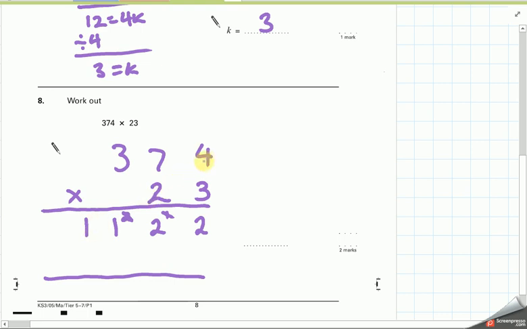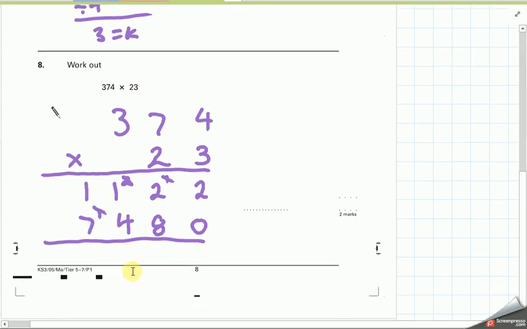The 2 here, we're actually multiplying by 20, so it has a 0 on the end. 2 times 4 is 8. 2 times 7 is 14, so 4 and carry 1 into the next column. 2 times 3 is 6, plus the 1 is 7. Show that I've carried it. Add your digits together and you get 2 plus 0, carrying 1. That's 5 plus 1 is 6, and 8. So the final answer, 8602.